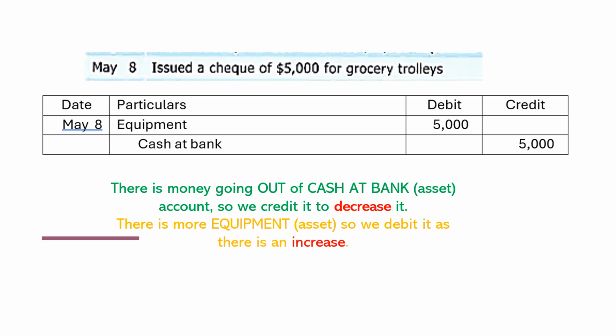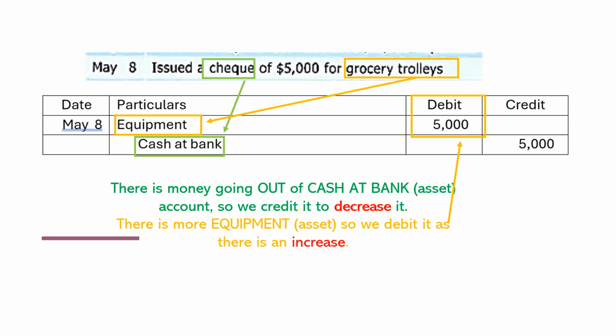On the 8th of May, you are going to issue a check of 5,000 for grocery trolleys. The two keywords here will be check and grocery trolleys. You have to understand that this is a grocery distributor. For check, the key element we're looking at will be your cash at bank, where you have your check written. Since this is a grocery business, your grocery trolleys will be your equipment. When you buy grocery trolleys, equipment is an asset, so we debit it. When an asset increases, it's a debit entry.